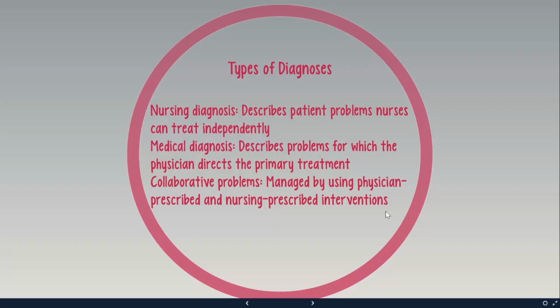For instance, somebody with a fracture: the doctor is going to deal with the fracture itself, but the nurse is going to deal with responses to the fracture, such as pain, limited mobility, anxiety, fear, things like that. Then we have collaborative problems, which are managed by both the physician and the nurse. With a fracture and the pain, the nurse is going to be doing some things and the doctor is going to be doing some things, and they're going to be working together. The doctor maybe prescribes the medication and the nurse administers it, so they're working collaboratively.